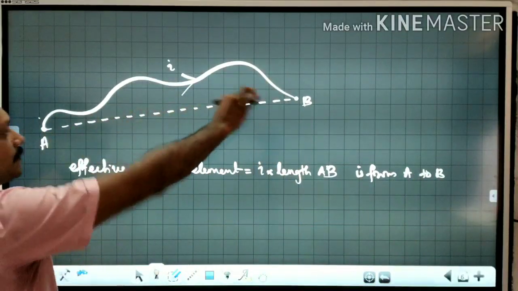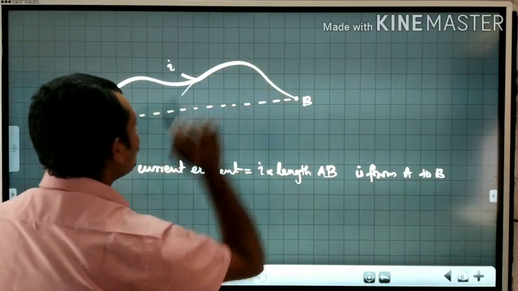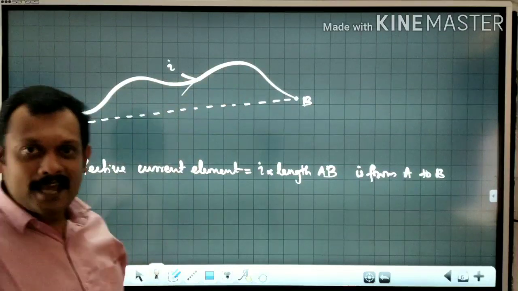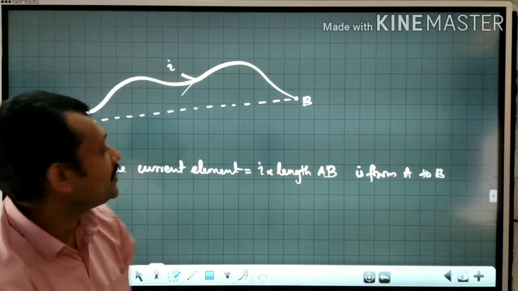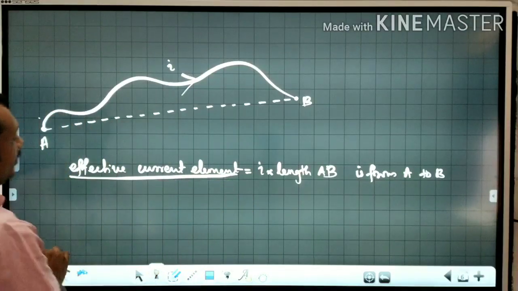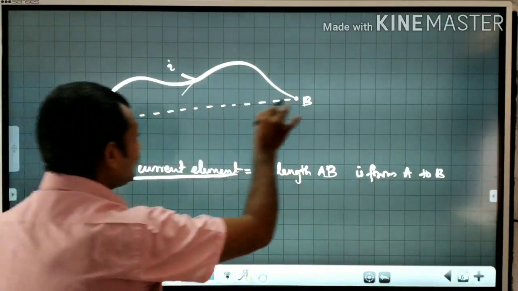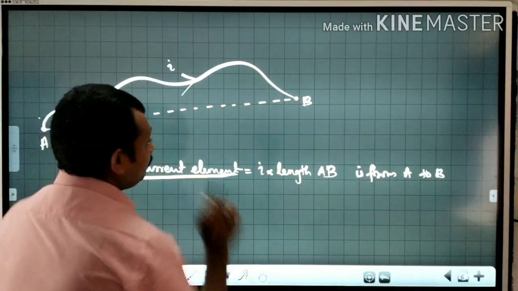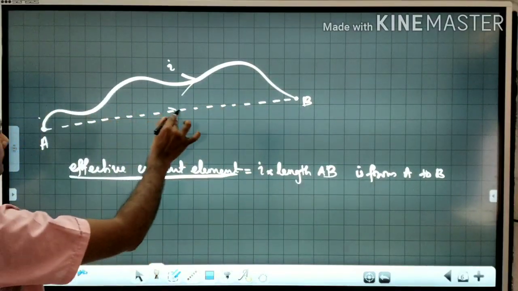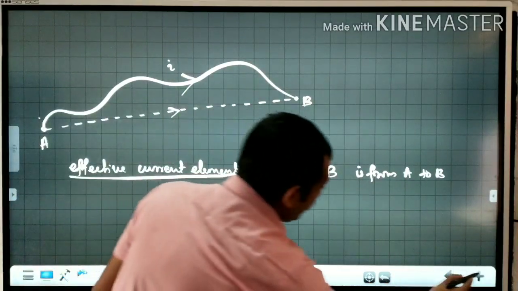When we talk about displacement, if this is the actual path, the shortest path is the displacement. The actual path is a scalar quantity whereas the shortest path is a vector quantity. So please understand this carefully: the effective current element is the product of current and the shortest length between the 2 points, and the direction is from the initial point to the final point. Let us see some other examples.